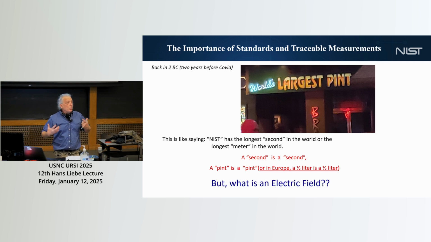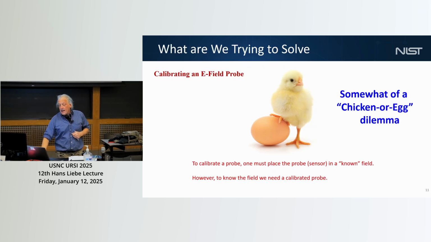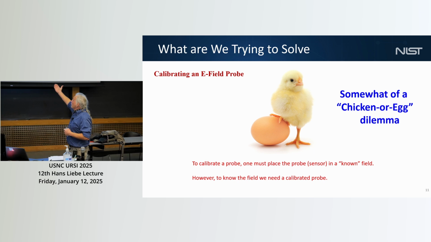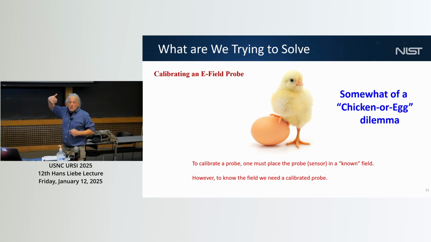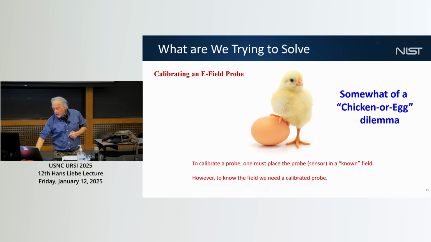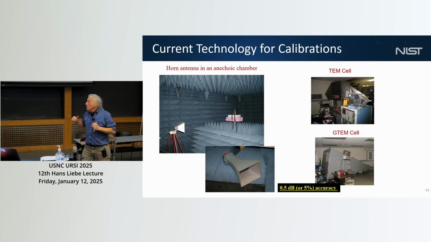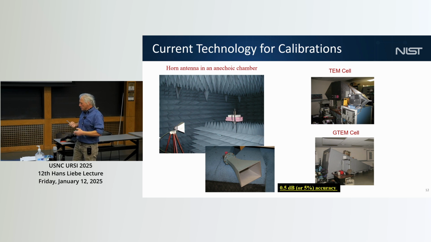So what we're interested in is electric field, so how do we really make a traceable measurement of an electric field? As I said, the motivation here was this chicken and egg problem. To calibrate a probe, I have to have a known field. To have a known field, I have to have a calibrated probe. And there are ways that we generate what we think is a known field. We still believe Maxwell's equations are correct.